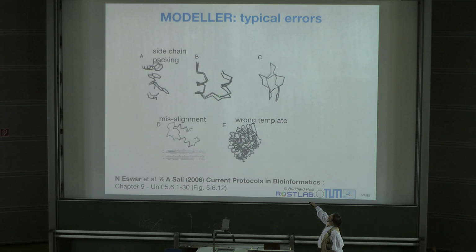Other problems are really that you make essentially mistakes here. You misalign, I said that already, and you have completely the wrong template, and these two structures have nothing in common because you simply picked the wrong template. From the sequence match, it looked okay. The structure looks okay, it's just wrong. So sometimes you can essentially put a structure upon a sequence that sort of satisfies most constraints, but it's entirely wrong, and an example for that is shown here.